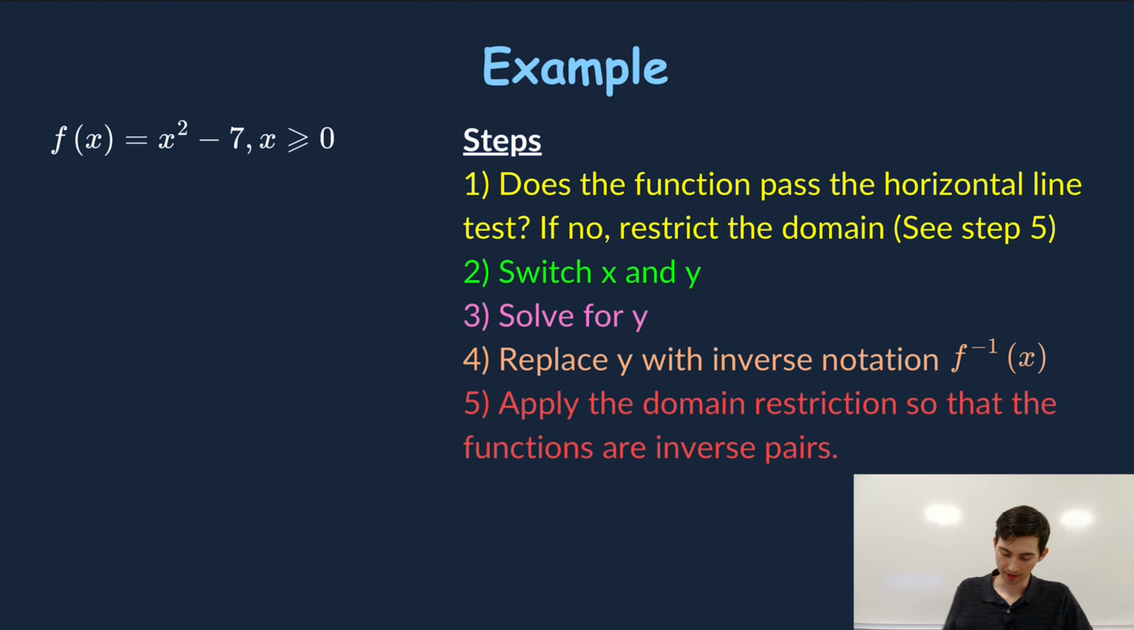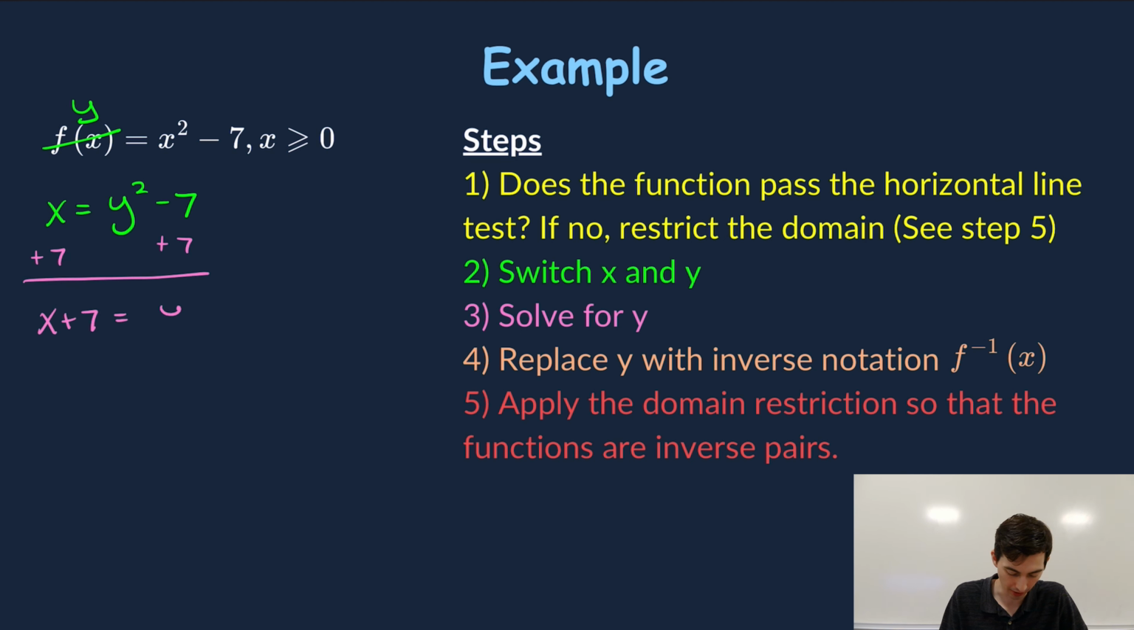So let's do that. And we're going through this basically the same way we would for any other function. First we're going to switch our x and y. So I know f of x is the same as y. So I have x equals y squared minus 7. And now what I need to do is solve for y. So I'm going to add 7. So I get x plus 7 is equal to y squared.